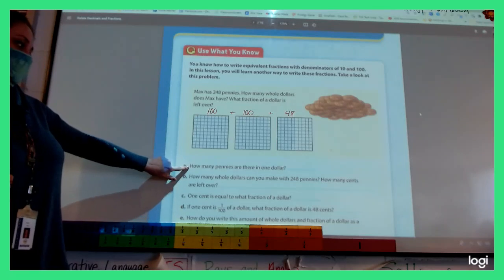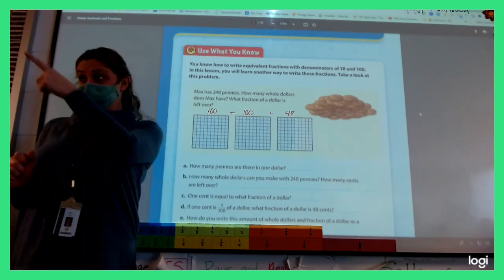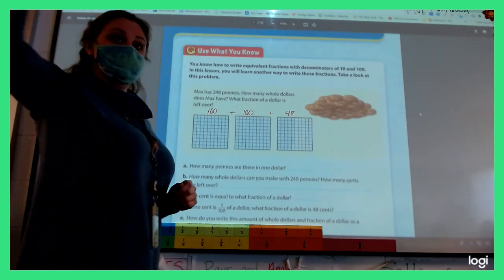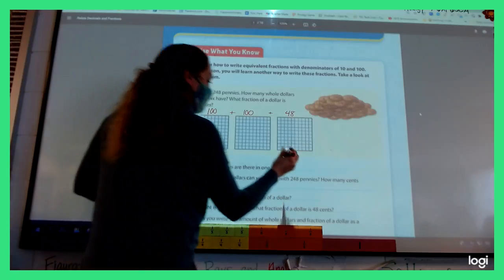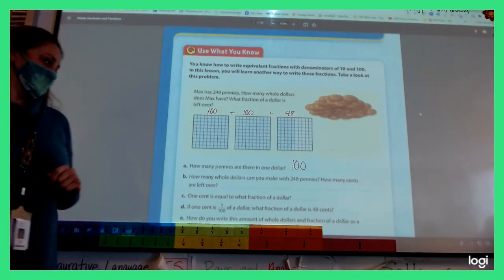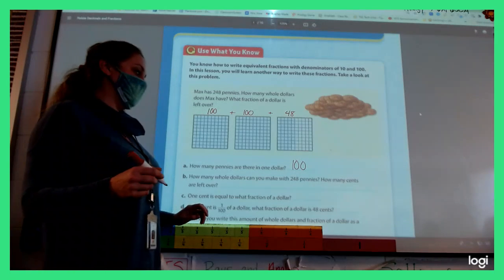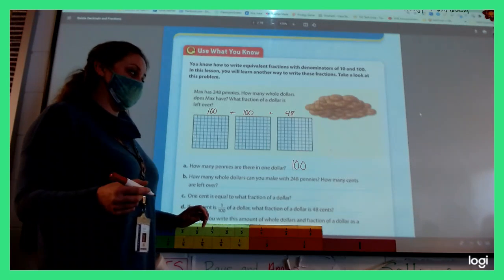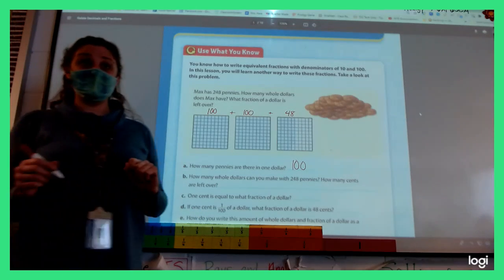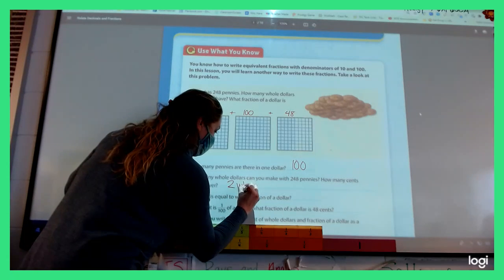So let's take a look at A. How many pennies are there in $1? Cadence? 100, okay? Pencils ready, my marker's ready, we're all writing for A. There are 100 pennies in a dollar, we all know that. B, how many whole dollars can you make with 248 pennies? Let's answer that first. How many whole dollars can I make? Chloe? 2. So 2 whole dollars. Let's write that first.